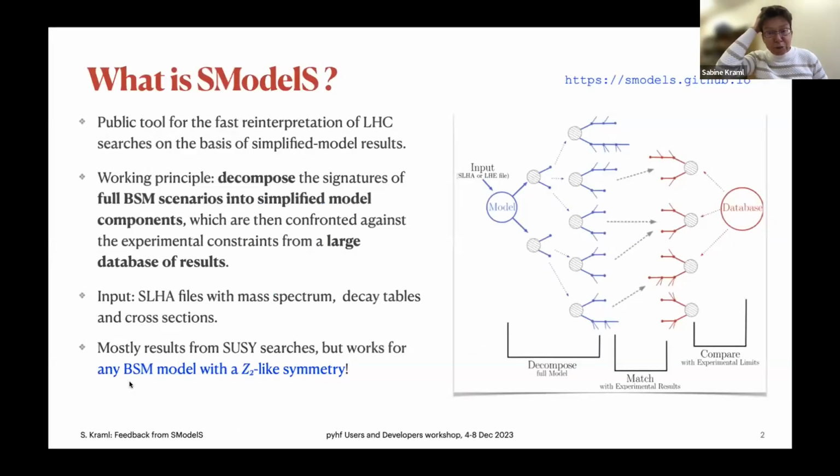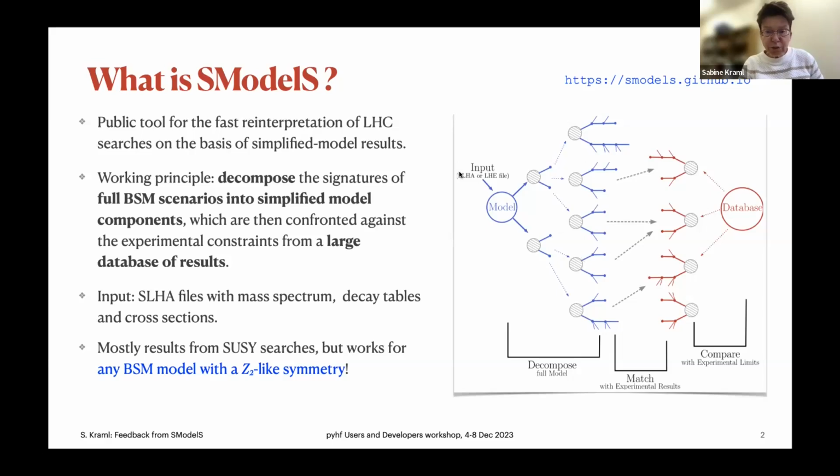Okay, for those people who are not familiar with SModelS, just a very brief, in a nutshell: SModelS is a public tool for the fast interpretation of LHC searches on the basis of simplified model results. So what we are reusing are really the cross-section upper limits and acceptance times efficiency values that have been developed from SUSY and exotic searches in the context of simplified models. The working principle is illustrated here in the scheme on the right.